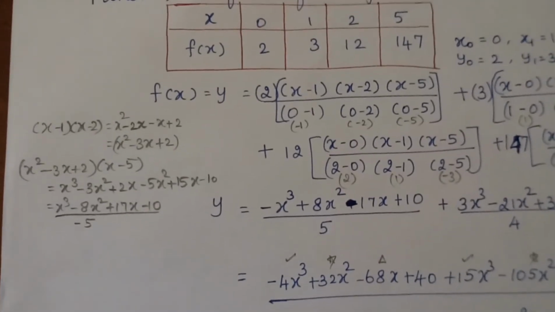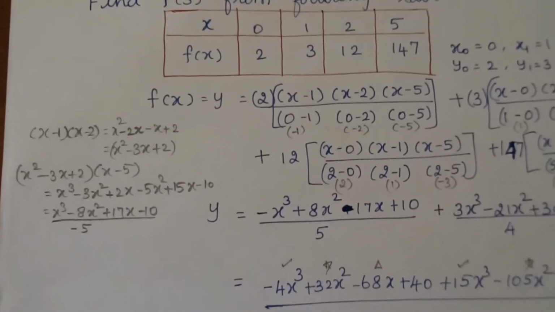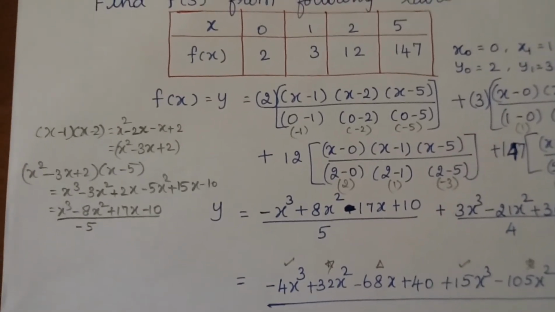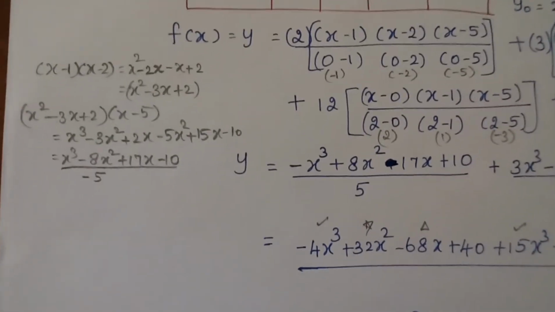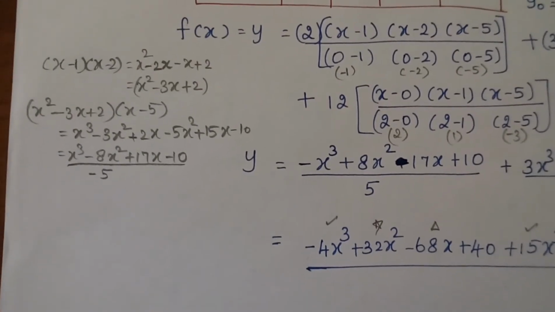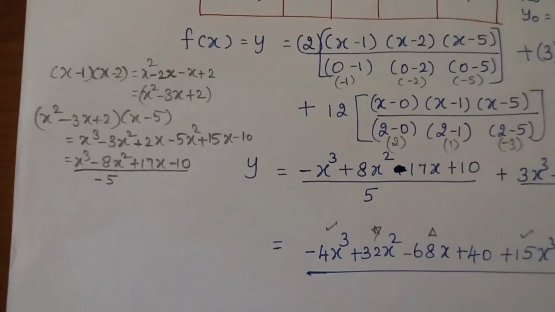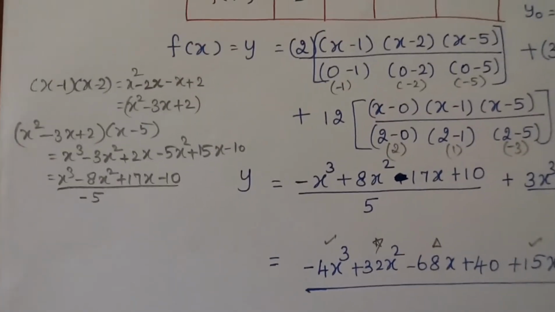Now if you simplify, x cube is only one term, so x cube, and for x squared we have minus 5 and minus 3x squared. So you will be getting minus 8x squared. And then the next one, the x term, we have two terms, plus 2x and plus 15x. So totally it is plus 17x.